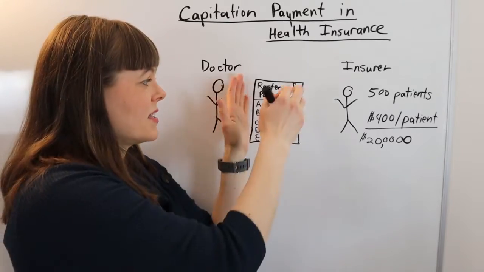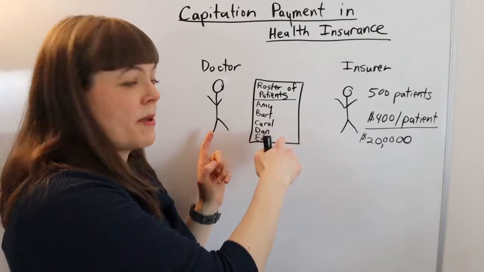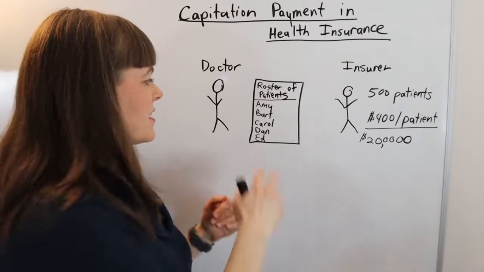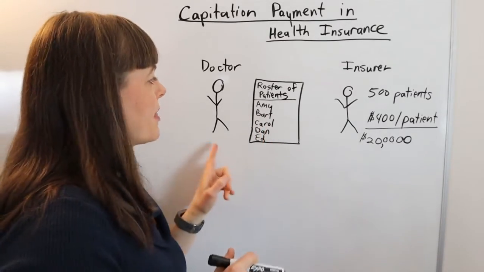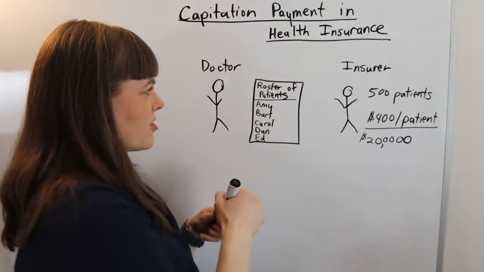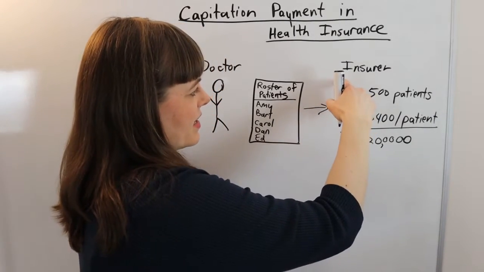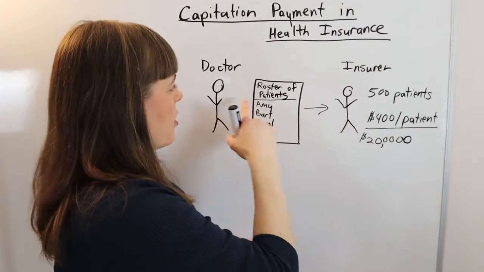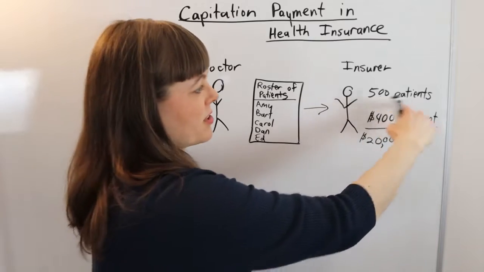Now, what this means is these patients aren't actually coming in. It's just that these patients are on this doctor's roster. And this doctor is obligated to treat any of these patients with whatever they need whenever they come in the door. So the doctor submits the roster to the insurance company, and the insurance company has a certain payment per patient. So the insurer will say, okay, it looks like you have 500 patients on your roster.